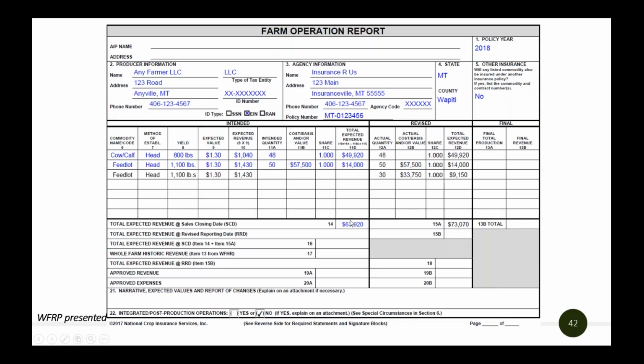Notice here how these numbers are different now. Our revised amounts are going to be different than our intended amounts. We bought something, that happened. And again, I mentioned this on Tuesday, that anytime there's any changes, you want to make sure that you're keeping your agent aware of it.